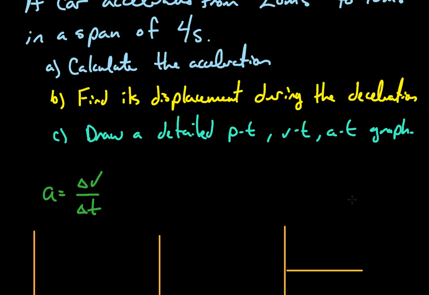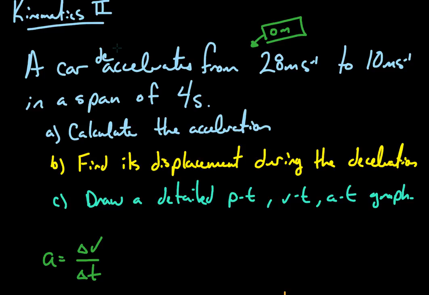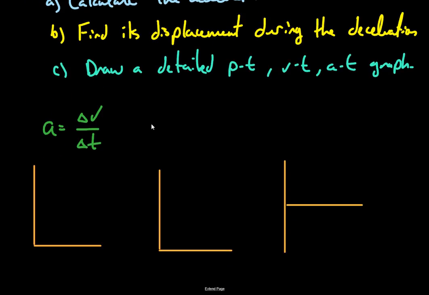Let's think about this. A car decelerates from 28 meters per second to 10 meters per second in a span of 4 seconds. So let's do velocity time first. It starts at 28, and then sometime later it's at 10 meters per second, and that takes 4 seconds to happen. So you're going to get this.